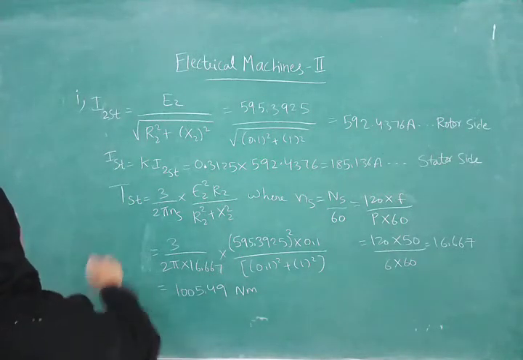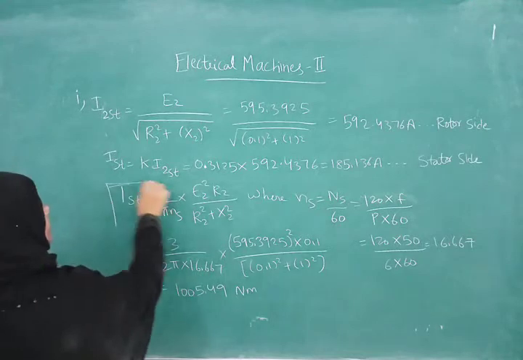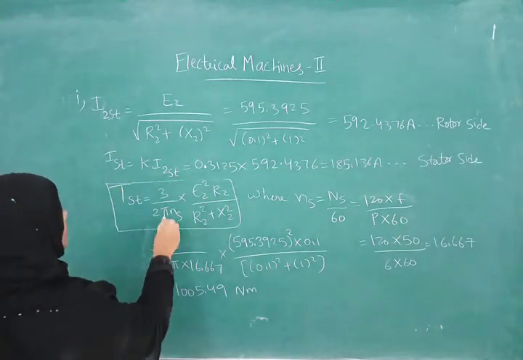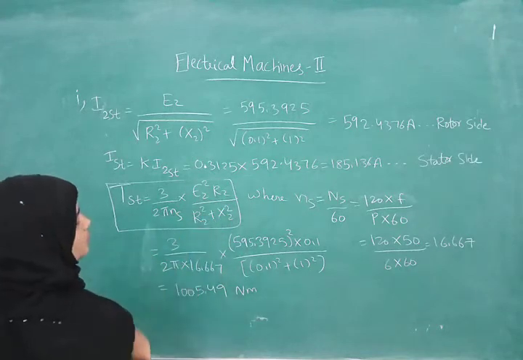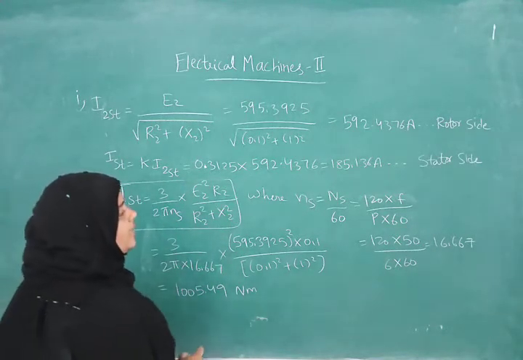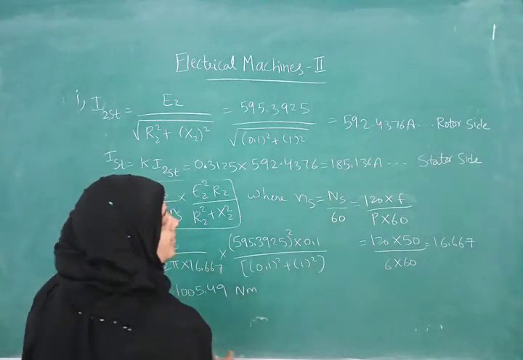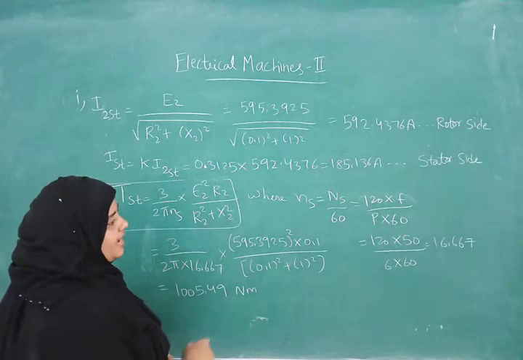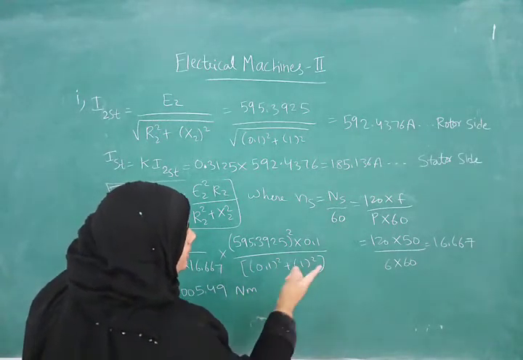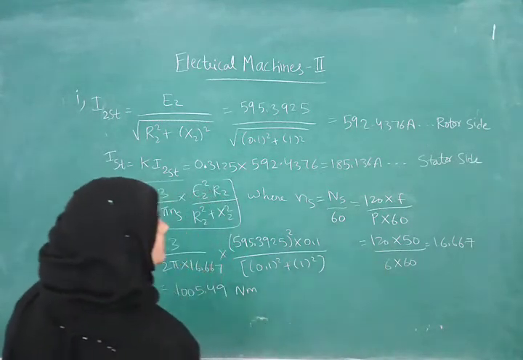Now to find out the starting torque, we have already derived this formula in the previous classes, that is T starting is equal to 3 by 2 pi ns E2 square R2 by R2 square plus X2 square. What is ns here? Small ns will be equal to Ns by 60 rps. Now Ns value we know, it is 120 f by p. F value is given as 50 hertz, p value is given as 6, and after calculation I am getting this value of ns as 16.667.